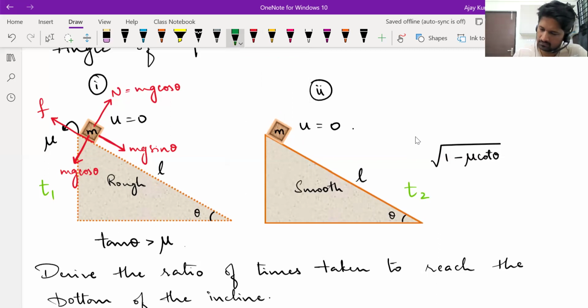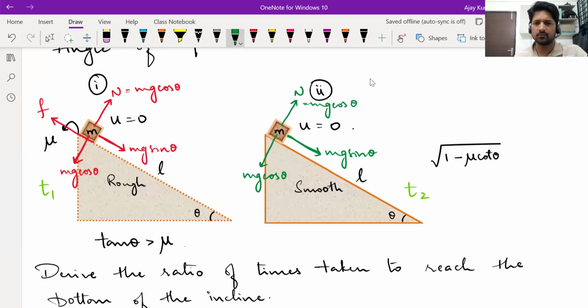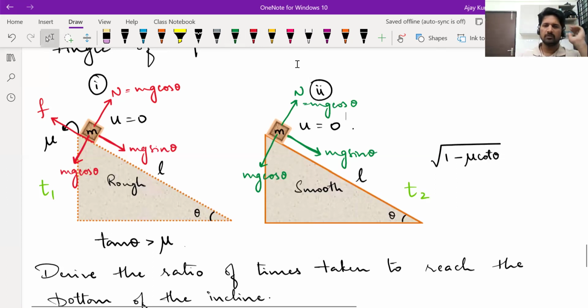Mg sin theta, sir, down the inclined plane. Mg sin theta down the incline and mg cos theta on the block, sir. I mean, on the inclined plane. Okay, perpendicular to the inclined plane, mg cos theta. And balancing that, the normal force. Normal force will balance it. Second case, the surface is smooth, so no friction.